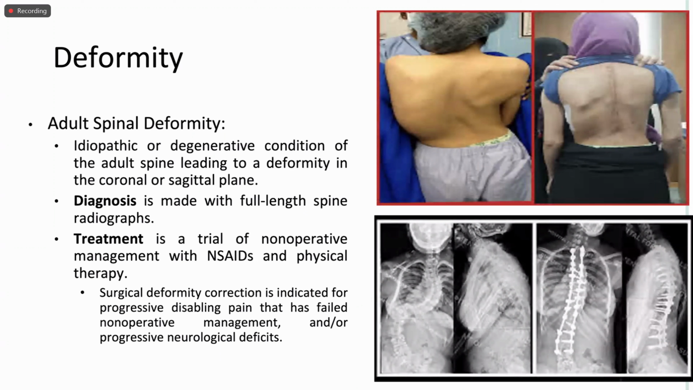Again, deformity can also happen around the spine. Spinal deformity is an idiopathic degenerative condition of the adult spine. You can see it in the coronal plane or in the sagittal plane. So how do we do the diagnosis? Other than history and physical examination, we do full length spine radiographs. Once we reach the diagnosis, we see what the problem is. Is it cosmesis? Is it pain? Is it a functional problem? And then we treat that. We treat it with non-operative management, say physical therapy. If it doesn't work, then we do intervention with surgery, depending on the deformity correction plan and what kind of pain, and whether non-operative management has failed.